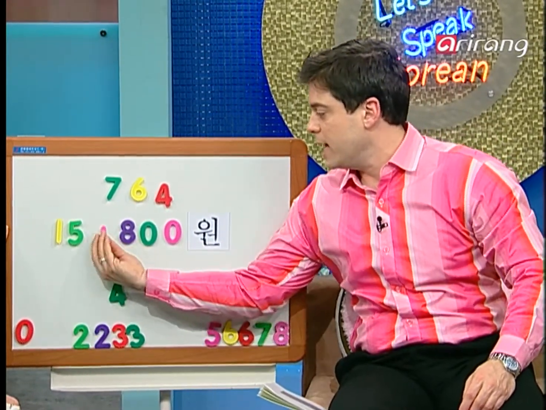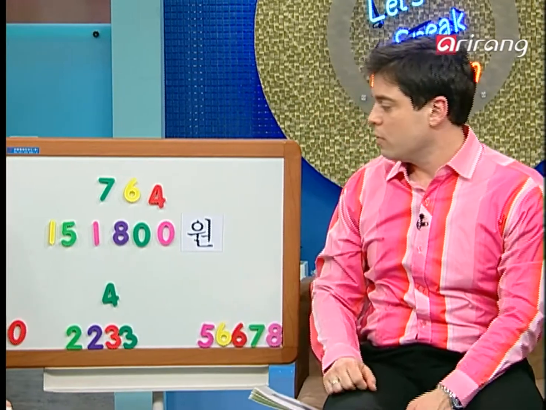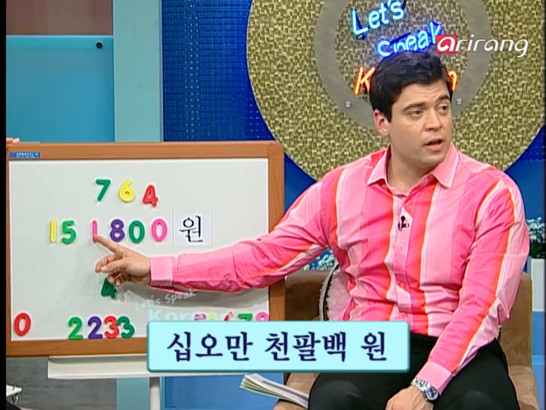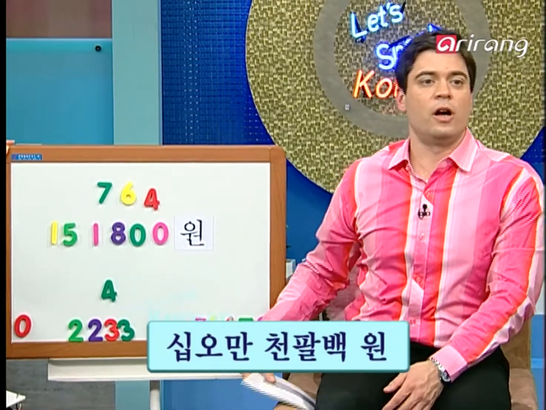Let's do this really quick. Can you pronounce the whole thing? Just count that. 15만 5천 800원? 십오만 오천팔백 원. Yeah, not 일천, but 천 800원.